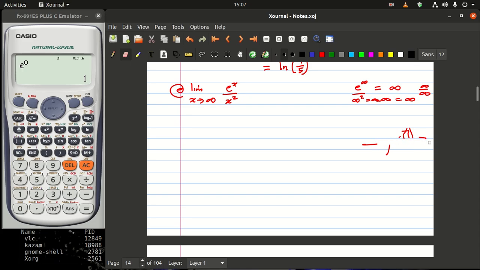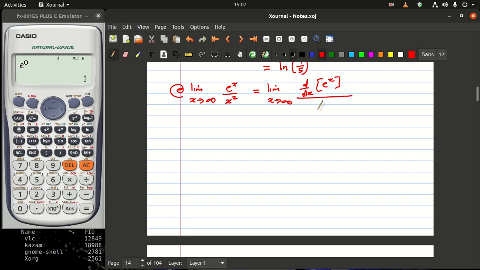When we are having that, all this says is that we have infinity over infinity. Since we are having infinity over infinity, it means that L'Hopital's rule can actually be used. So that's what we're going to do here. I'm just going to say that this is the same as the limit as x approaches infinity of the first derivative of e to the power x, divided by the first derivative of x squared.